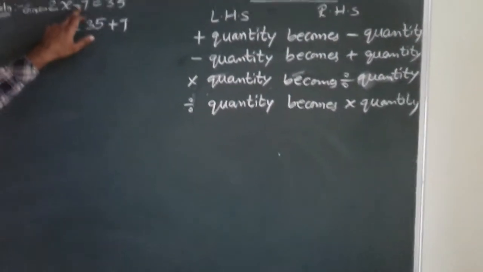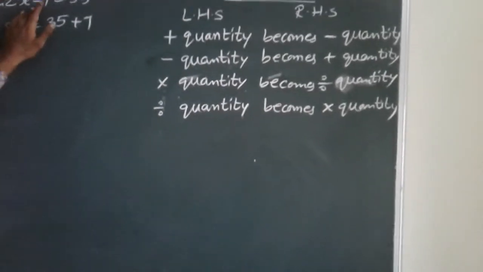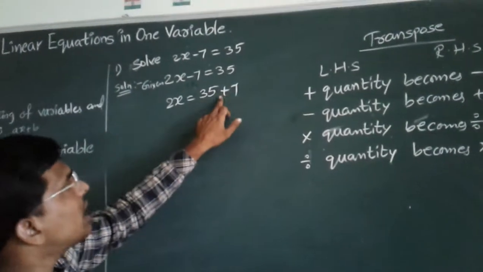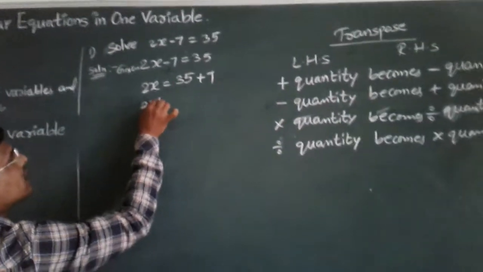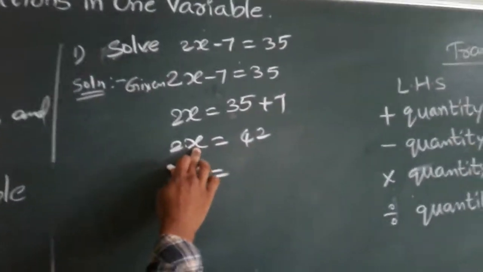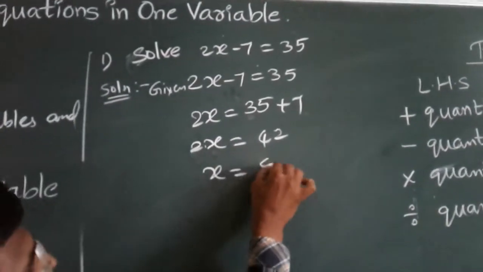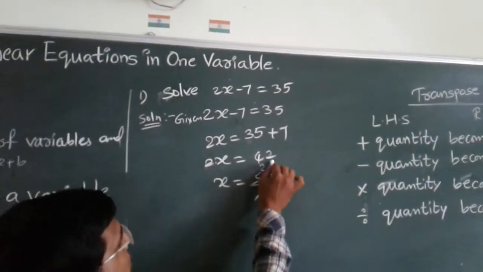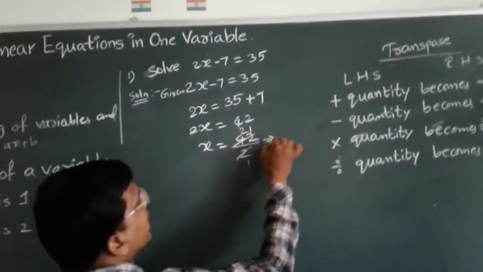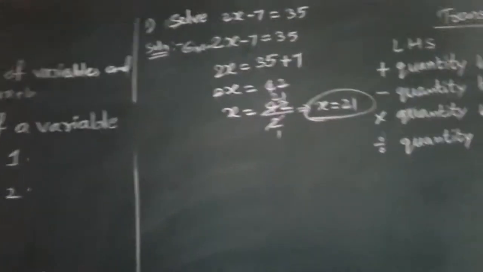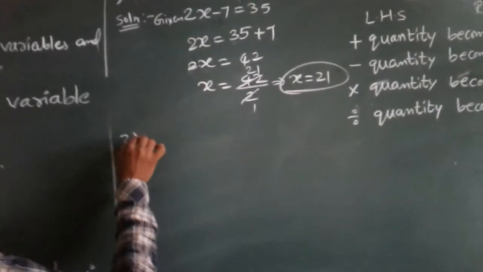See, on the left hand side we have minus 7. If it goes to the right hand side, transpose, it will become a plus. So 2x = 35 + 7 = 42. x = ... we have 2 into x. I am sending this 2 to the right hand side, it will become divided by. So 2 ones are, 2 twos are, and 2 ones are. Therefore x is equal to 21.